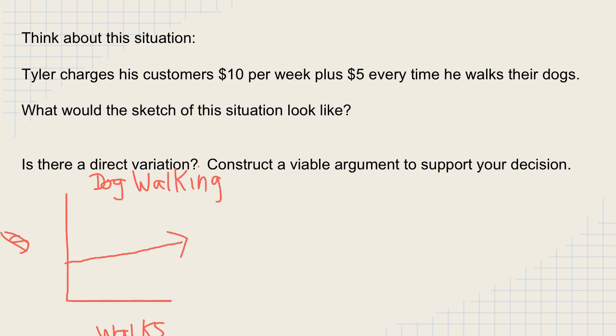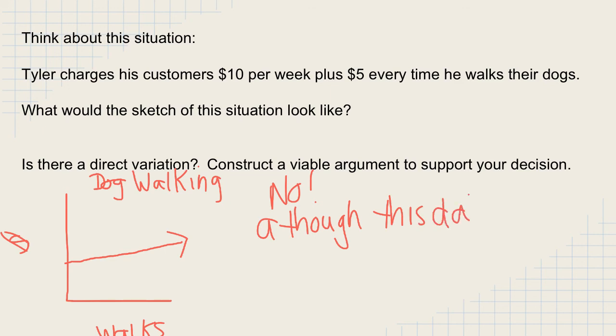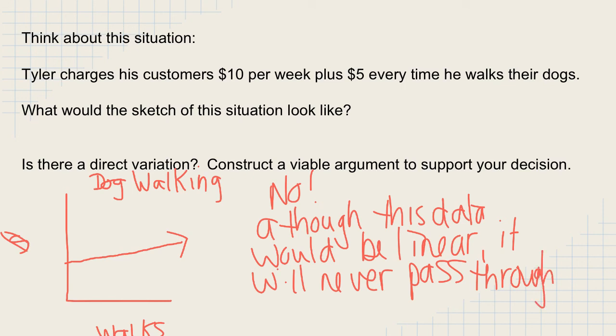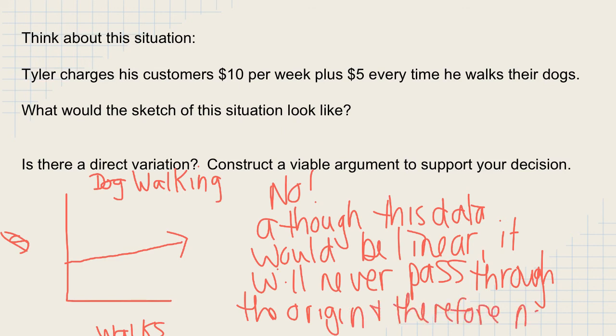And so this cannot be a direct variation. The answer is no. The reason it cannot be a direct variation is that although this data would be linear, it will never pass through the origin. And therefore, not be a direct variation.